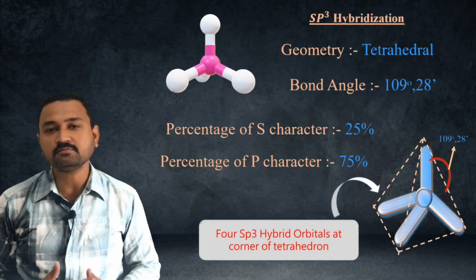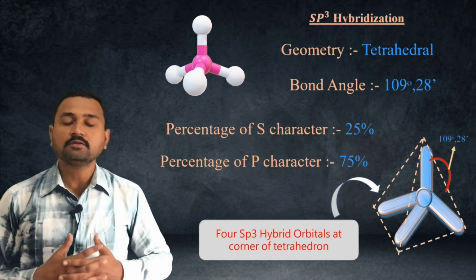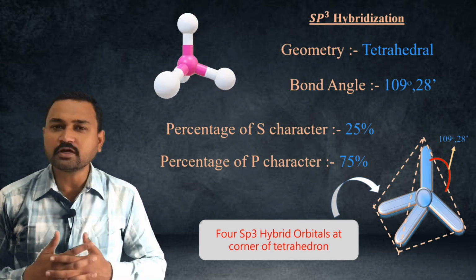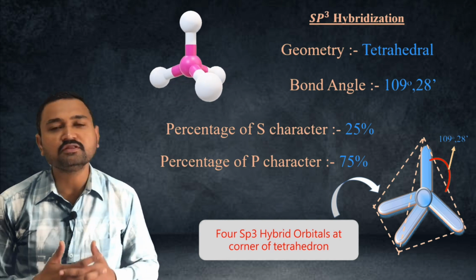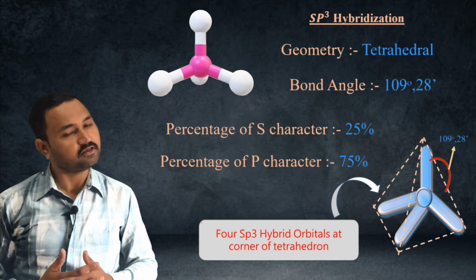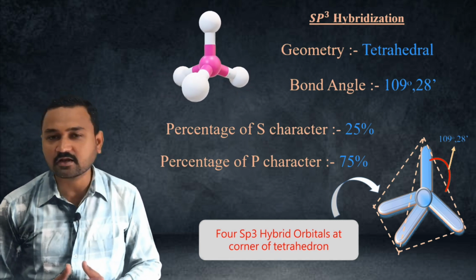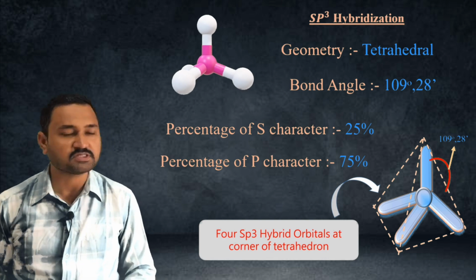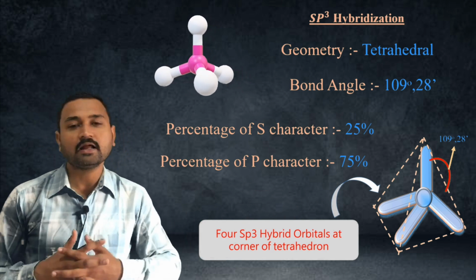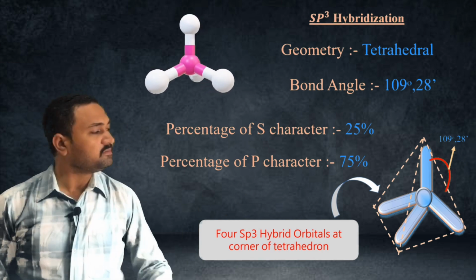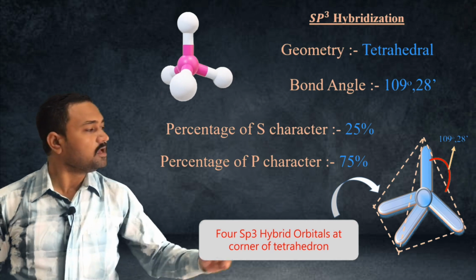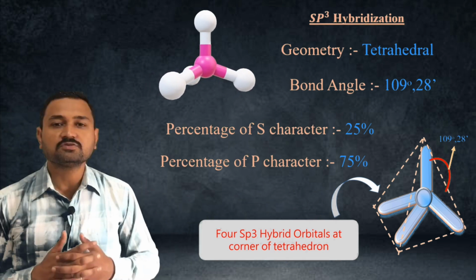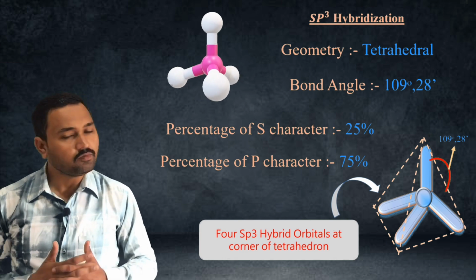Now in the sp3 hybridization, generally the geometry is tetrahedral. The bond angle which is present between these hybrid orbitals is 109 degree 28 minute. And if we consider the percentage of the atomic orbitals involved during the sp3 hybridization, the percentage of s character is 25%, the percentage of p character is 75%. And you can observe in the diagrammatic representation, after the hybridization process, these 4 sp3 hybrid orbitals arrange in such a manner that they have minimum repulsion and maximum stability. So here you can observe that these 4 hybrid orbitals arrange in the tetrahedral manner. So this is about the sp3 hybridization that we have considered.